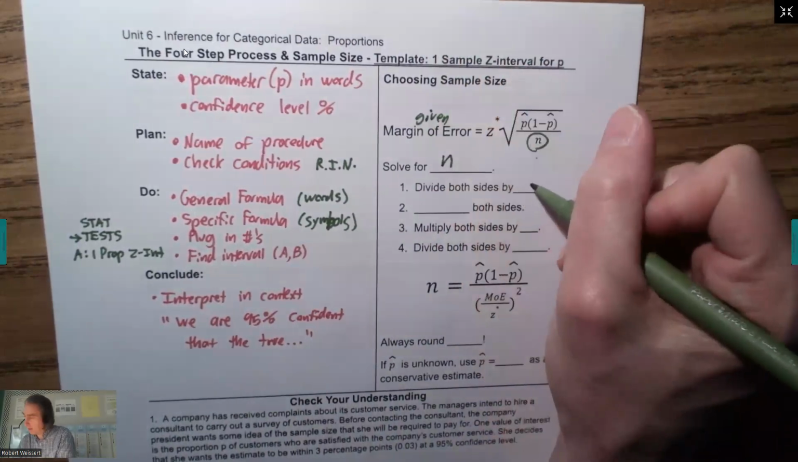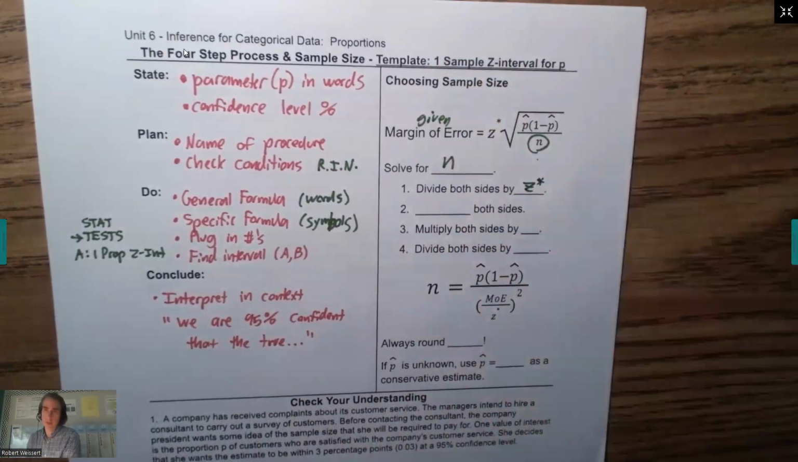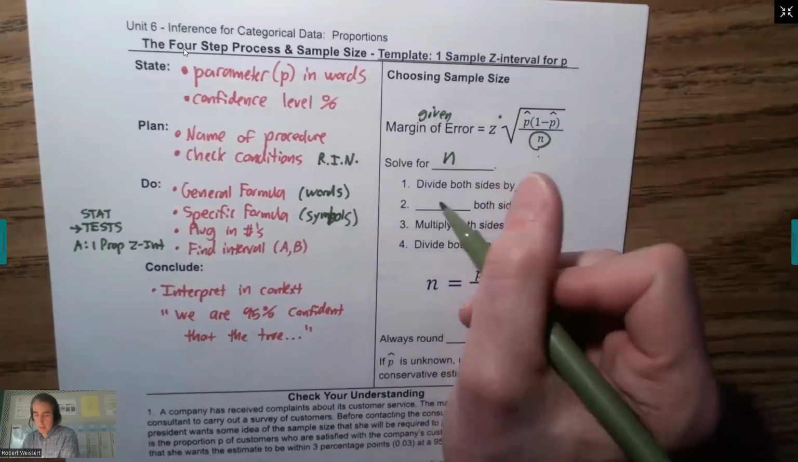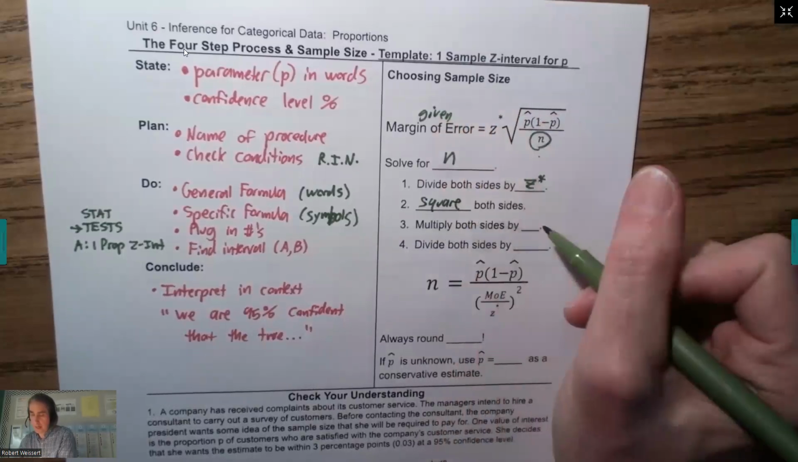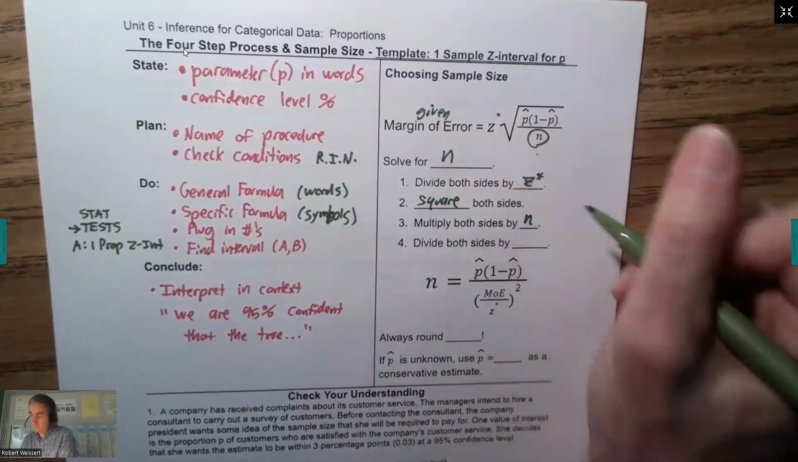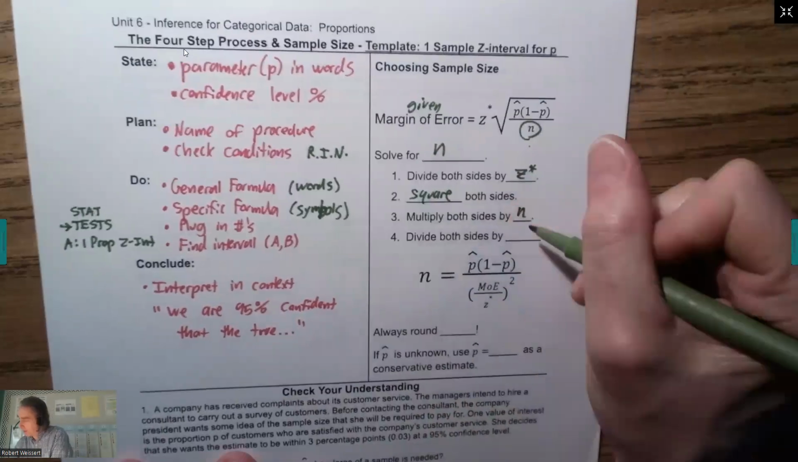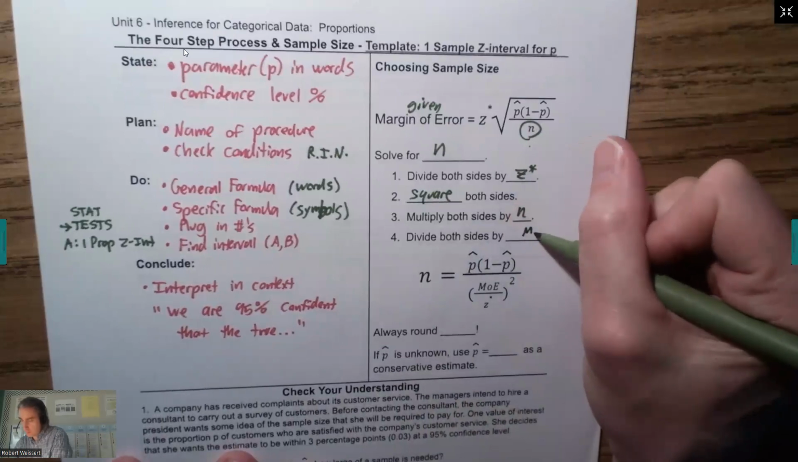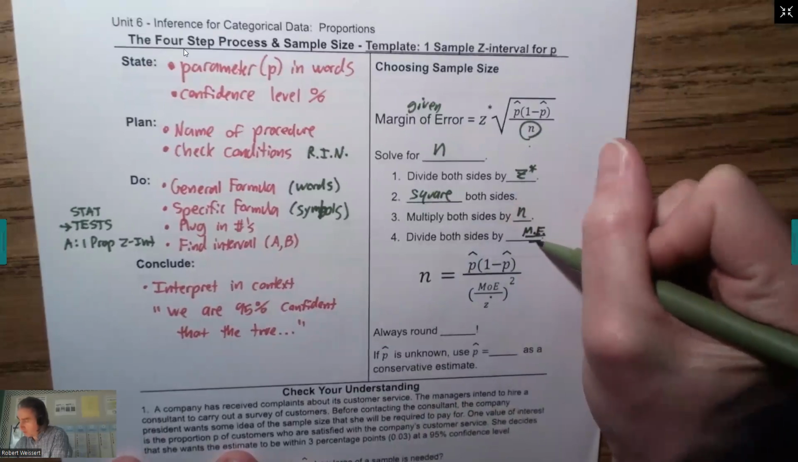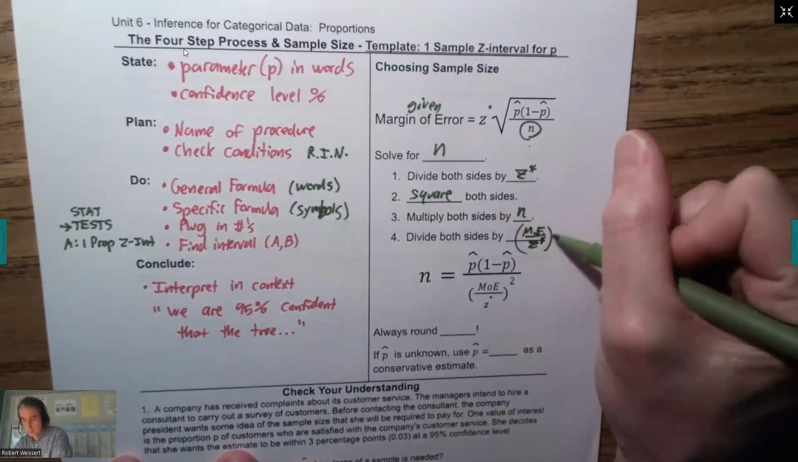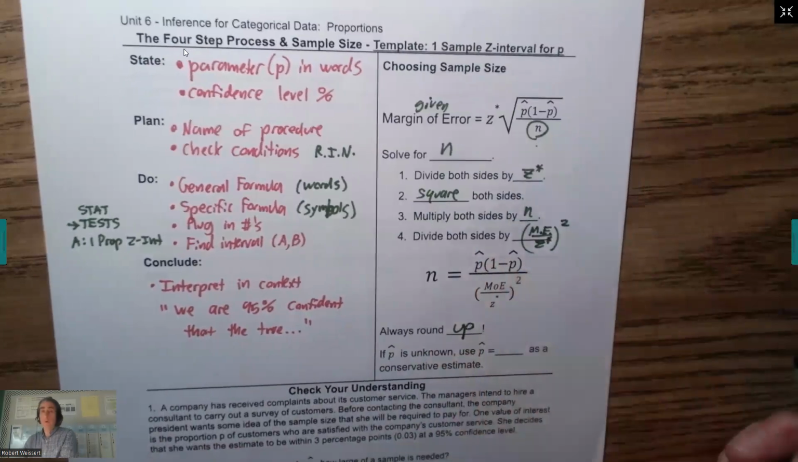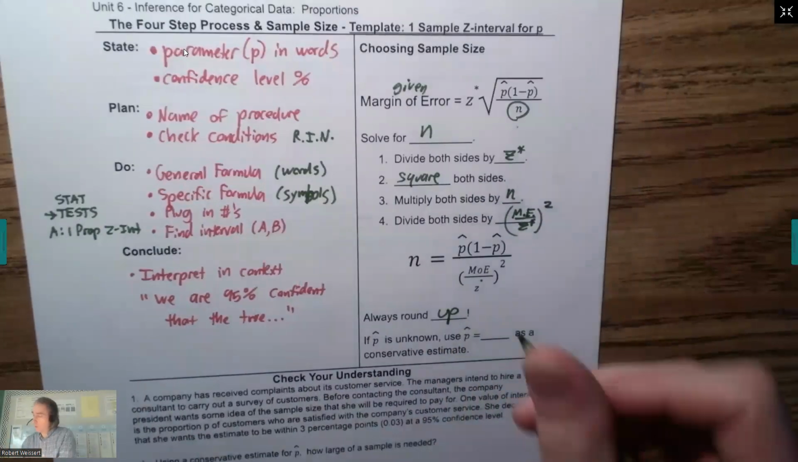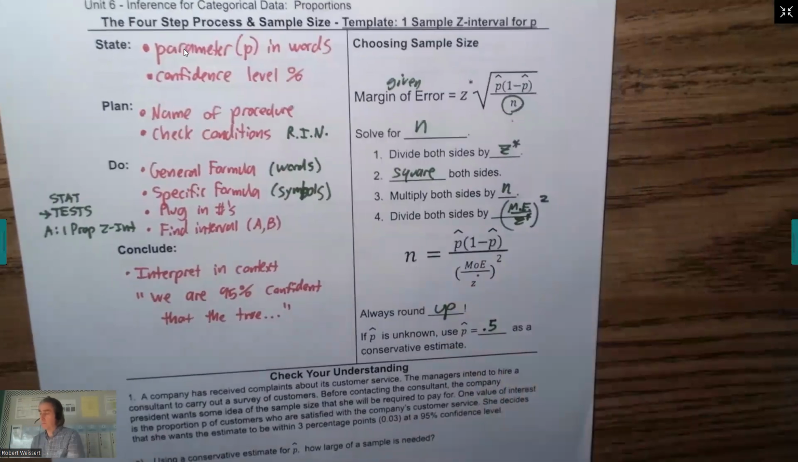So what you're going to end up doing is you're going to solve for n. You're going to divide both sides by this z star. It's going to make more sense as we go over an example. Then we're going to square both sides. You're going to multiply both sides by n again, and you're going to divide both sides by the margin of error over z star, that number squared. Always round up. And if we don't know what our sample proportion is, we're going to use a conservative estimate of 0.5.